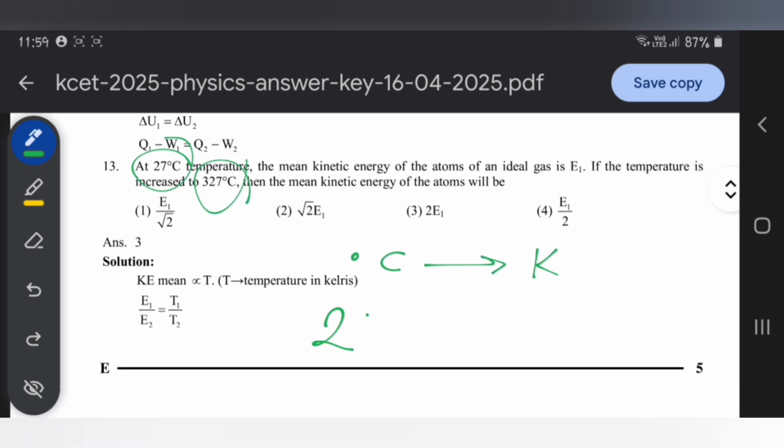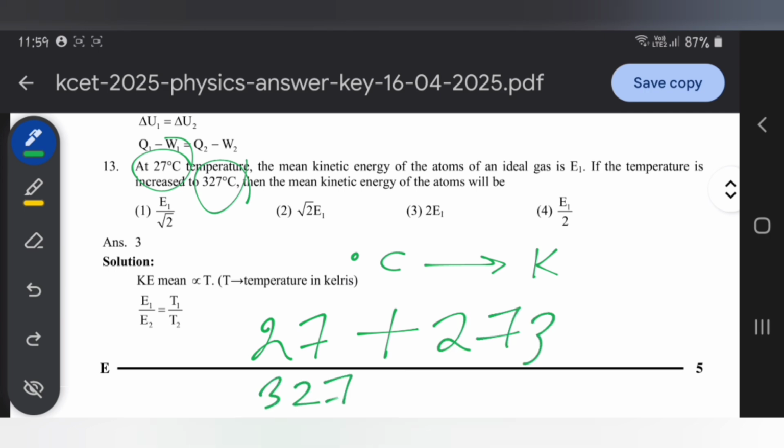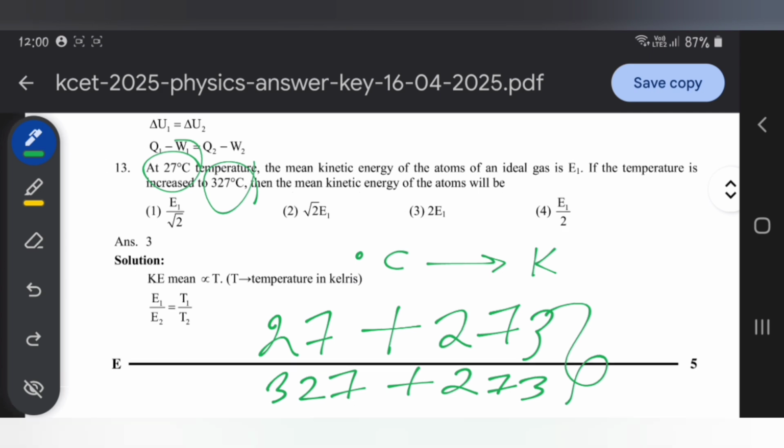Nothing but 273 plus degrees Celsius will give you Kelvin. Correct? This is what you know. So what do you do now? First convert the temperatures. 27 plus 273, 327 plus 273. So find this and then simply take the ratio and you'll get the answer.